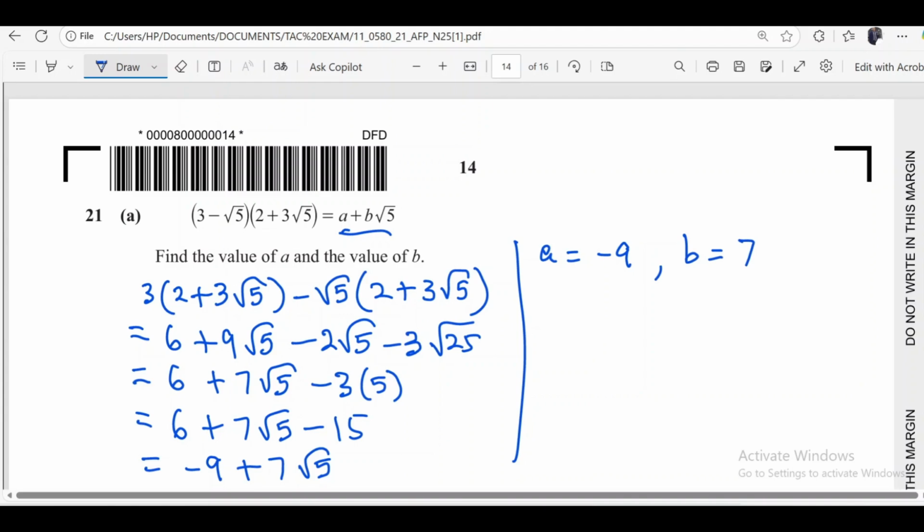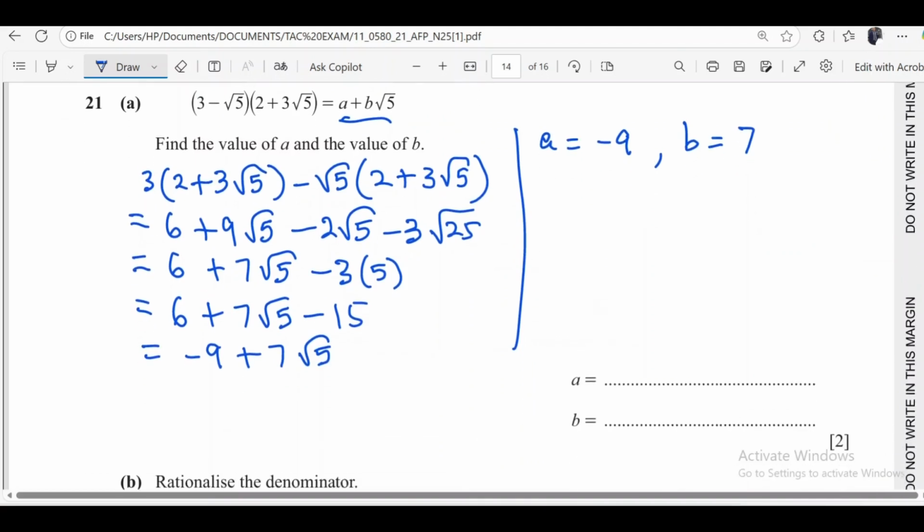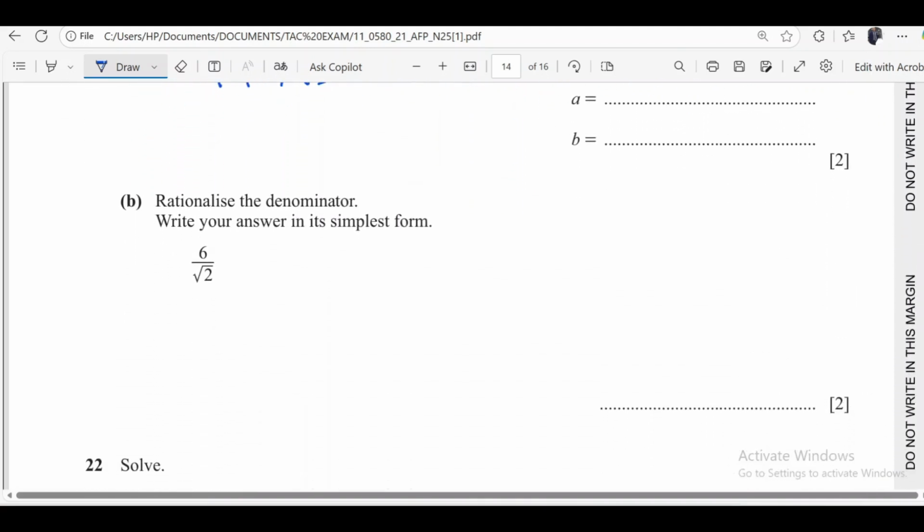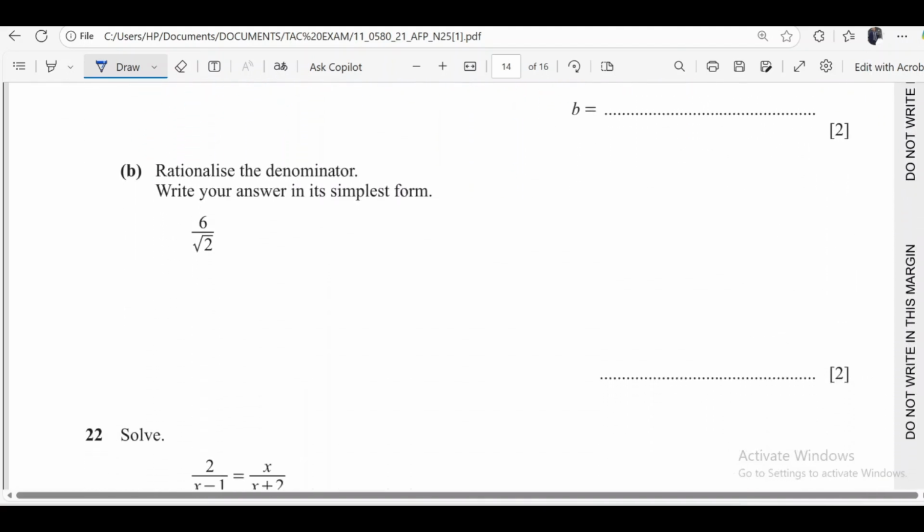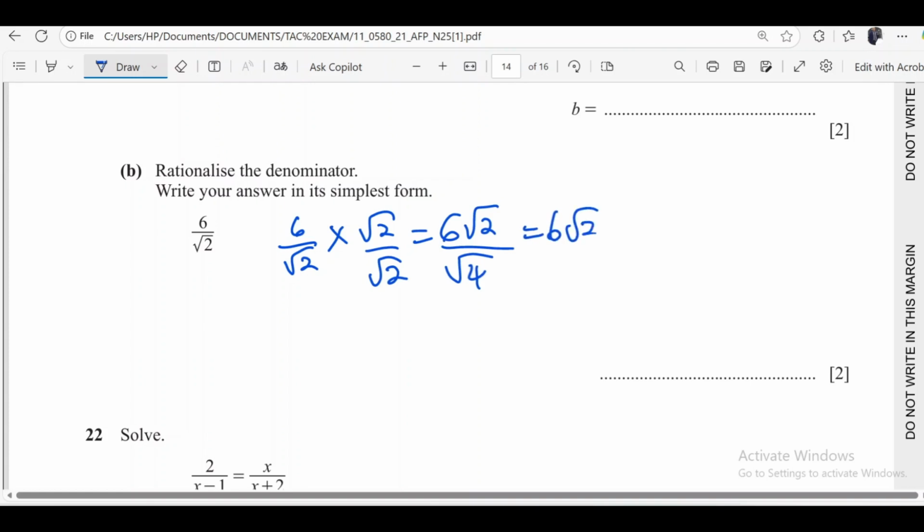Let's move on to the next question. Now, the B part, we want to rationalize the denominator. That is going to give us 6/√2 times √2/√2. That's 6√2 all over √4, and √4 is 2. So if we divide, that's 3√2. So we write 3√2 here.